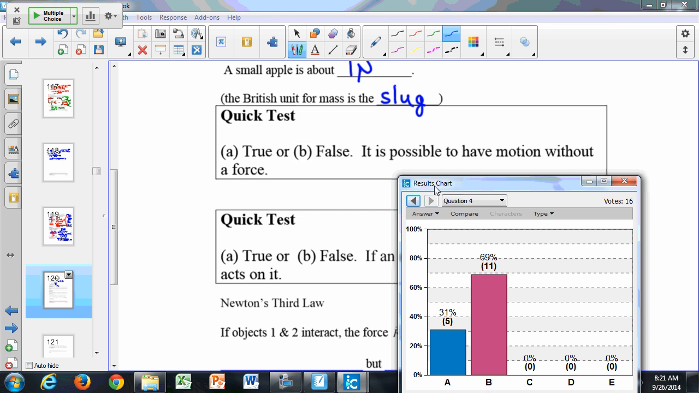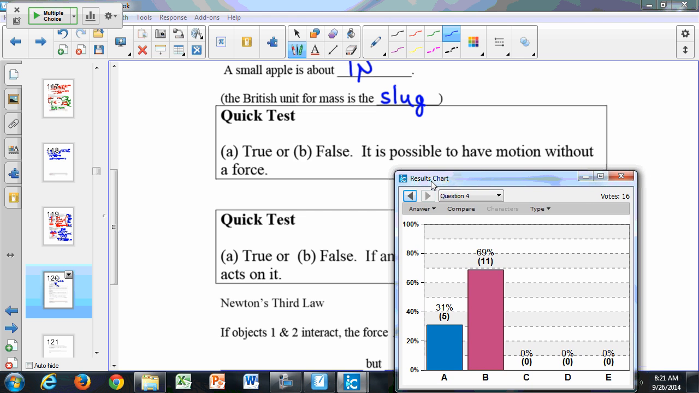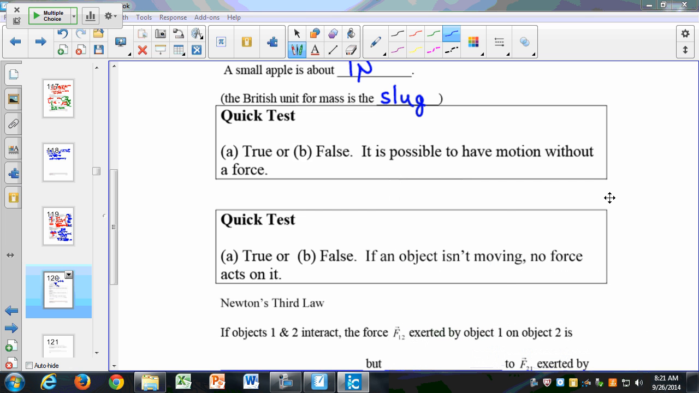Possible to have motion. Now that's a true statement, right? So, if I have something, or maybe that was a little confusing, but if I have something that's moving, it can be moving without having any forces acting upon it. Now, at some point in the past, there had to have been a force that acted upon it. Is that what y'all were thinking? If you put false, okay.